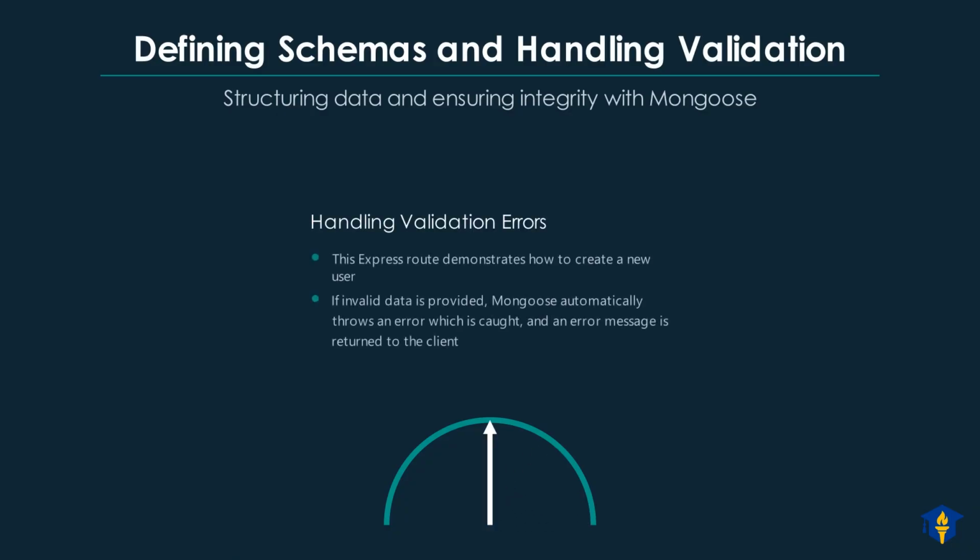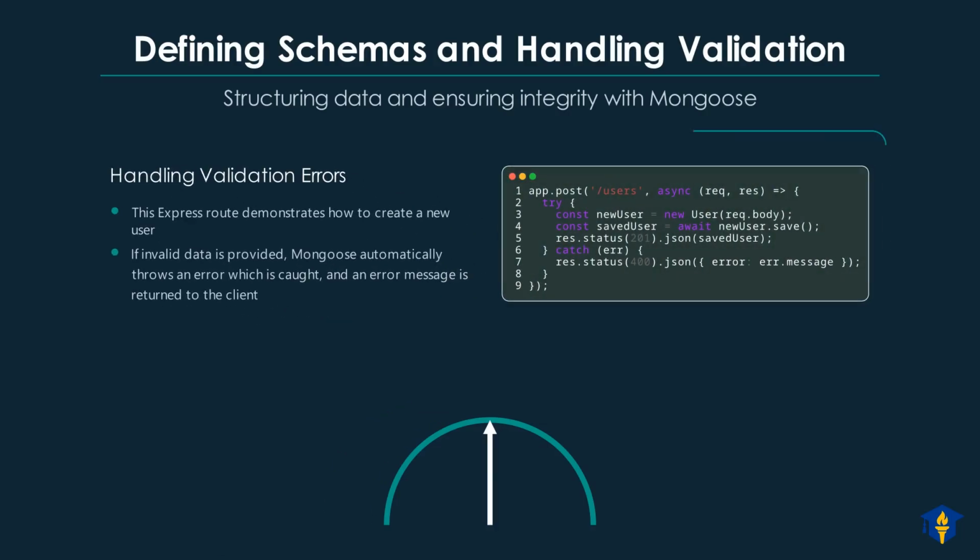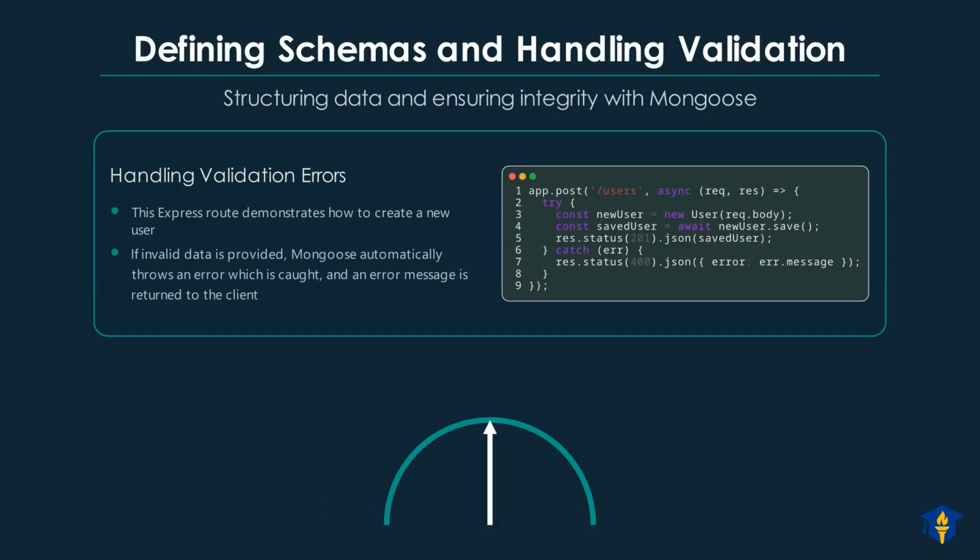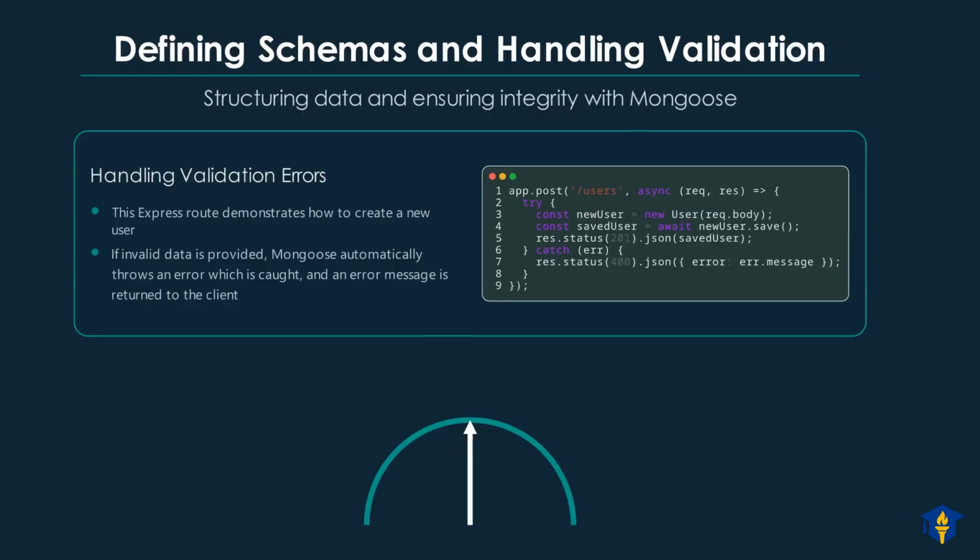Next, let's look at how to handle validation errors gracefully within an Express route. If invalid data is provided, Mongoose throws an error which is caught and returned to the client. This Express route attempts to create a new user and returns a status 400 error if validation fails.